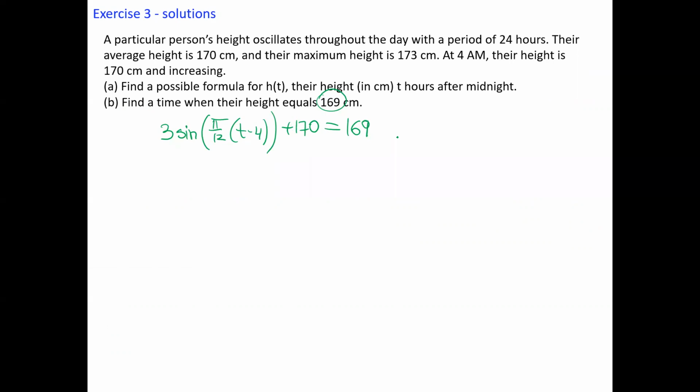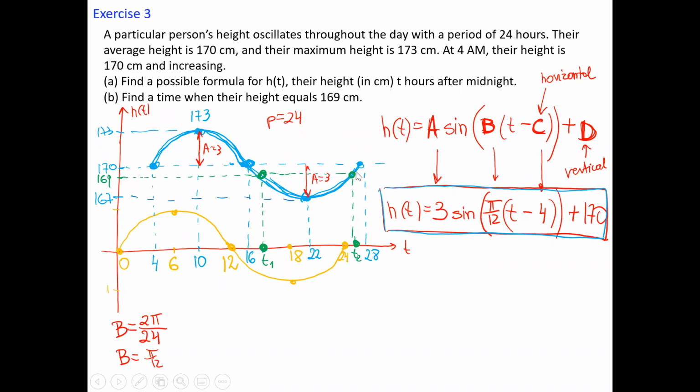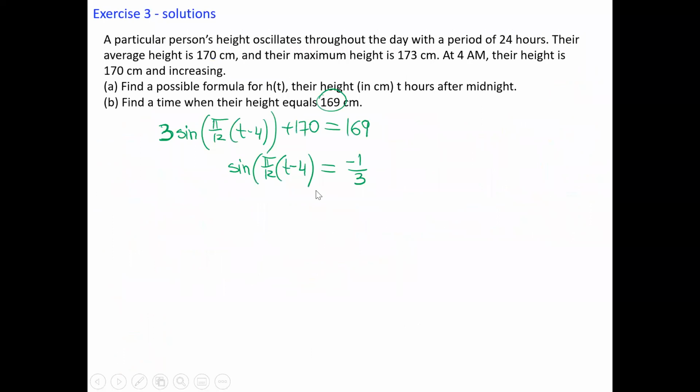I will subtract 170 from both sides and divide by 3. Sine of pi over 12 (t minus 4) will be 169 minus 170, which is negative 1, divided by that coefficient 3. Okay, that means sine is negative, and let's come back. You can see definitely it's good, because that part, the yellow, is the negative part with respect to the solution.